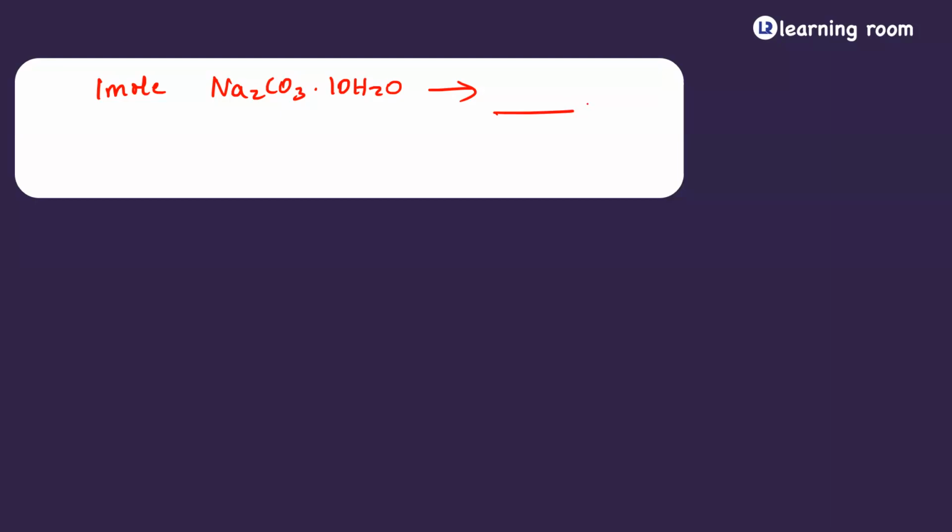One minute. Meghna, in 1 mole of Na2CO3·10H2O, how many moles of sodium do you have? 2. Very good. 2 moles of sodium. So how many moles of hydrogen did we have? In one water there are 2 hydrogens, so 10H2O means 20 hydrogens. 20 moles of hydrogen. Simple.